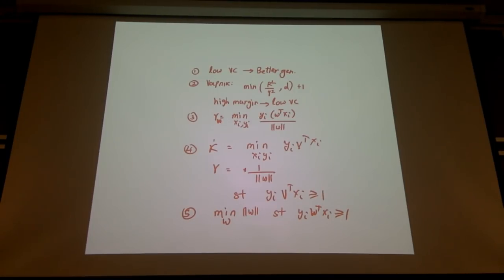And then we introduce slacks, and getting rid of the slack and putting the hinge loss in the objective gives us this sort of a regularized risk minimization process.